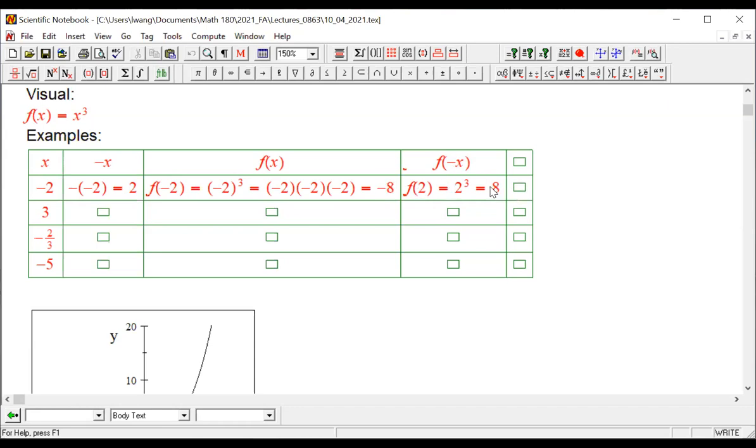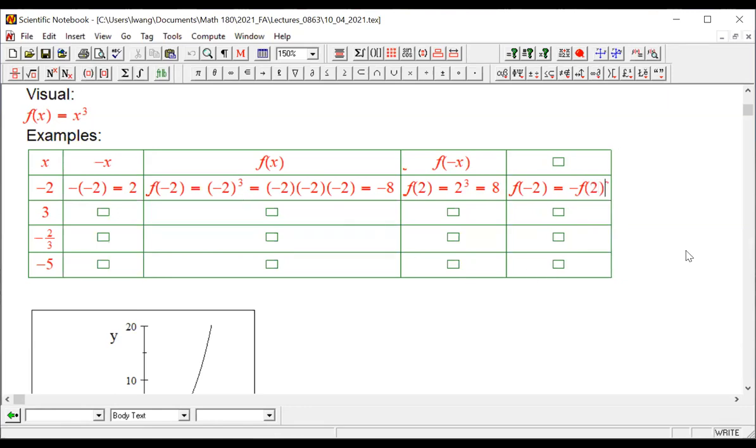So what do we see in this relationship? We see that f of negative 2 is the negative of f of 2. Do you agree with that? Because when the inputs are opposite, the outputs are opposite as well. So if we put a negative sign in front of one of the outputs, it's going to be the same.